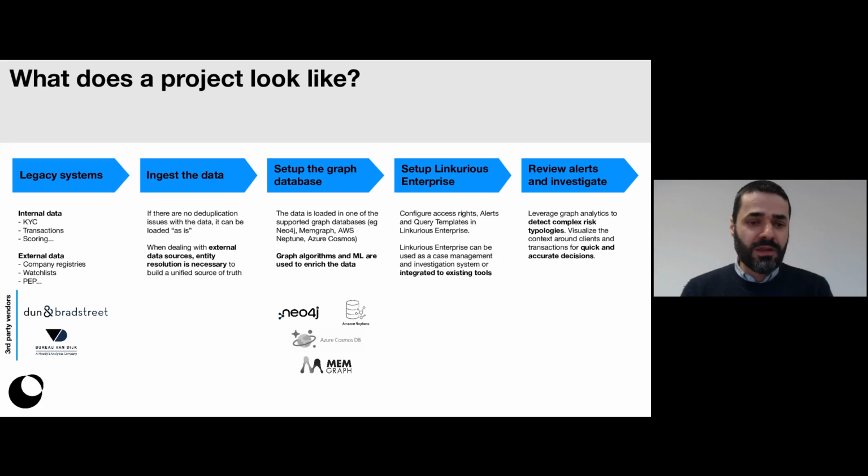So if there are no big deduplication issues, because for example, it's just one big internal data source, then data can be pretty much loaded as is. It's very simple. If you're dealing with internal and external data sources, then entity resolution may be a big requirement to make sure that the end result is high quality. Afterwards, you need to set up the graph database. The data at this point is loaded into one of the graph databases supported by Linkurious Enterprise. So that list includes Neo4j, Memgraph, AWS Neptune, or Azure Cosmos DB.